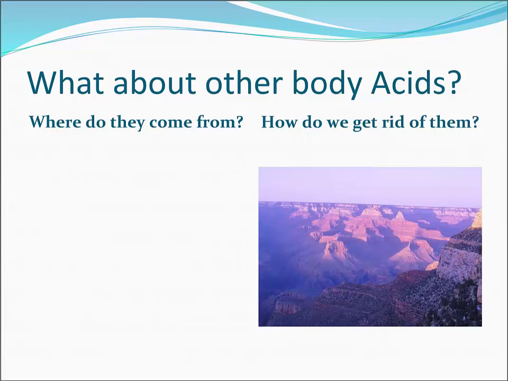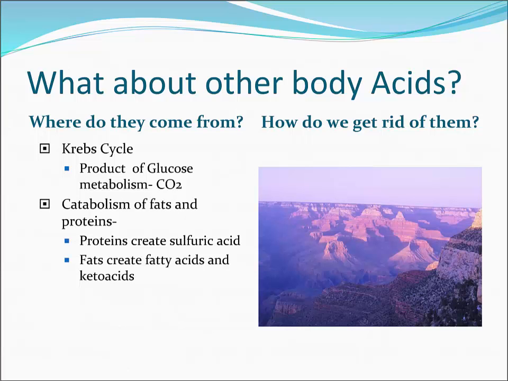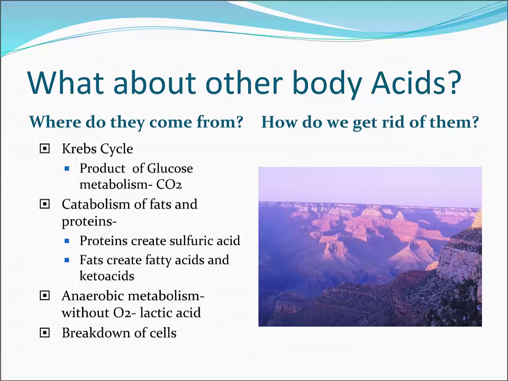And I'd like to just touch briefly on other acids besides CO2 that we do have in our bodies and where they come from. Well, through the Krebs cycle I already talked about is production of acids through metabolism. Well, there's also catabolism of fat and proteins that will produce sulfuric acid and your fatty and keto acids. And also anaerobic metabolism, which I'm sure you know means without oxygen, will produce lactic acid. And cellular damage or breakdown of cells will actually release acid into the system. So to maintain homeostasis, we really have to get rid of excess acids.